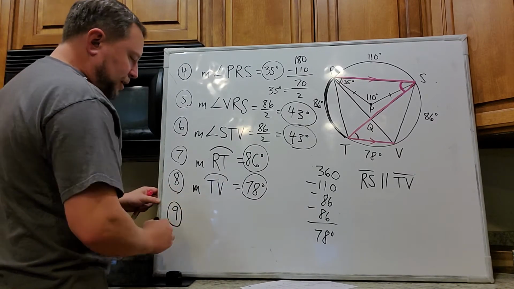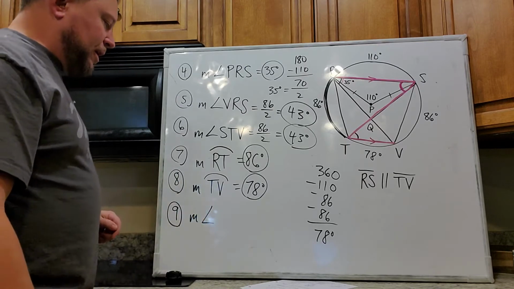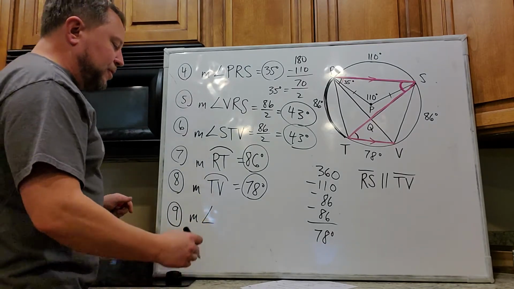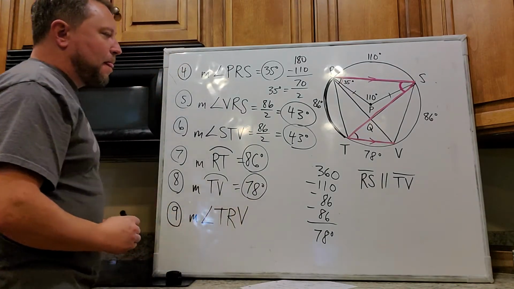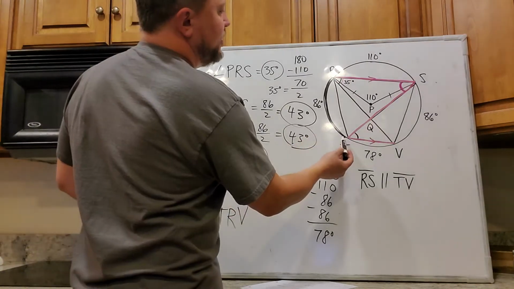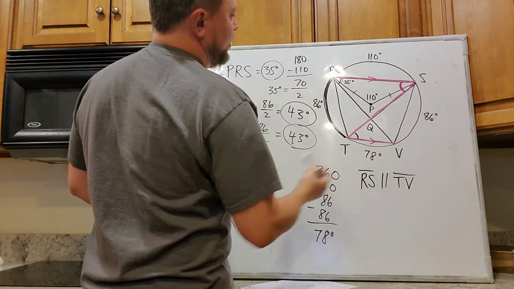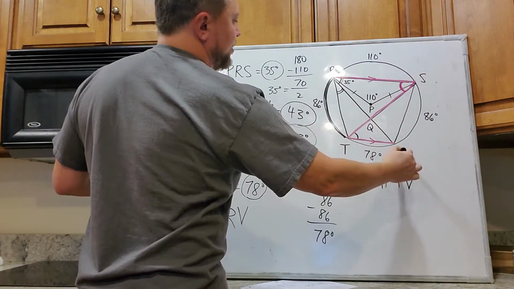All right, then that gets us up to number 9. Problem number 9 says they want us to find the measure of angle TRV. All right, so let's take a look. Angle TRV.